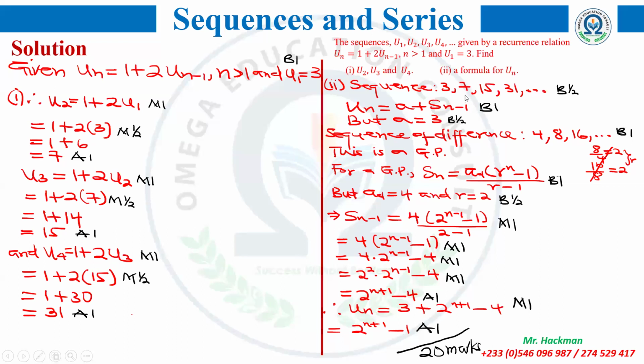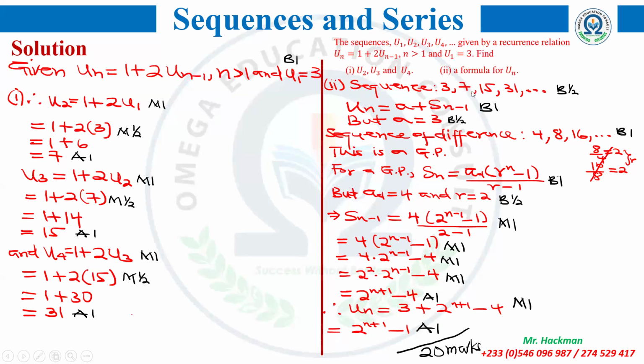So my sequence of difference, the first difference, which will become the first term of that sequence of difference, will be 7 minus 3, which is 4. The second one will be 15 minus 7, which is 8. The third one will be 31 minus 15, which is 16, and so on.